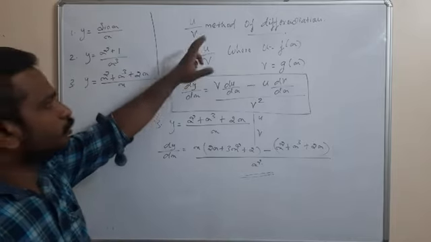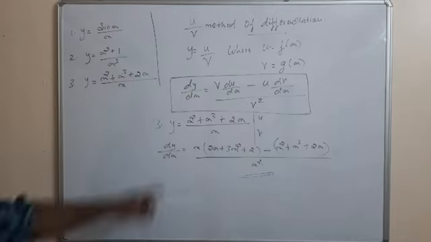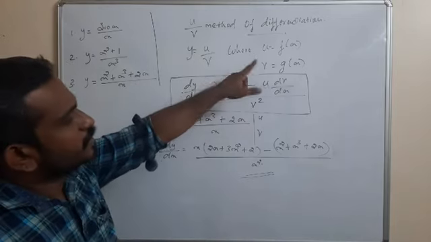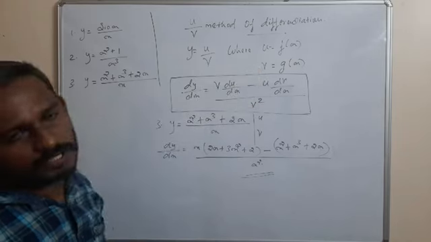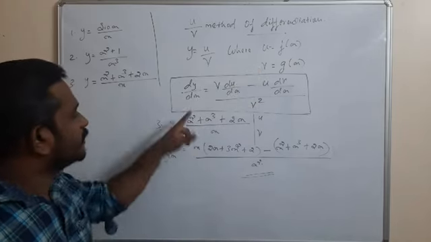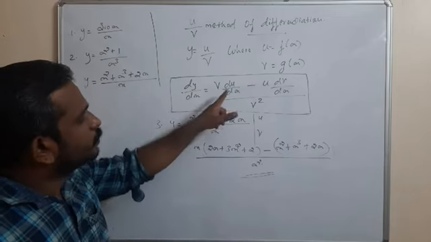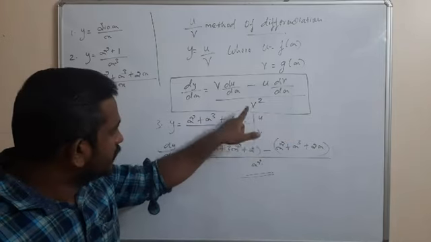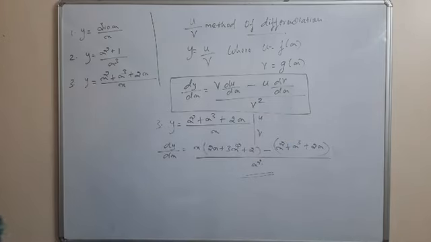So this is the u by v method of differentiation. So y is equal to u by v, where u is equal to f of x and v is equal to g of x, two independent functions in x. Then dy by dx equal to v into du by dx minus u into dv by dx, the whole divided by v square. That is the formula for the u by v method of differentiation.